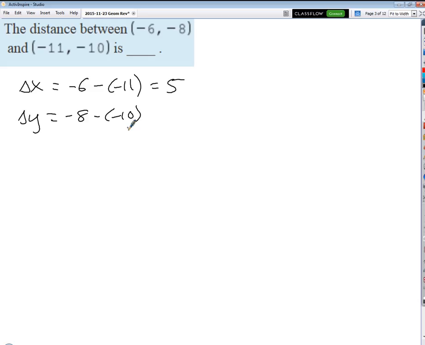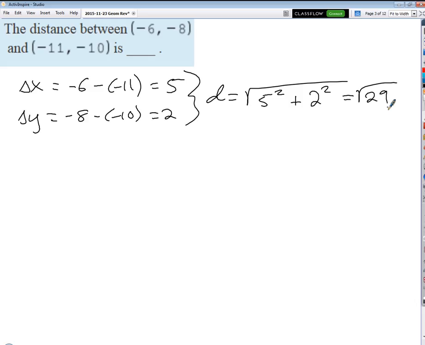Christian, what's that going to give us? What's -8 minus -10? 2. Yep, you're right, 2. So then our distance is just the square root of 5 squared plus 2 squared, right? So that's 25 plus 4, so wouldn't that be the square root of 29?